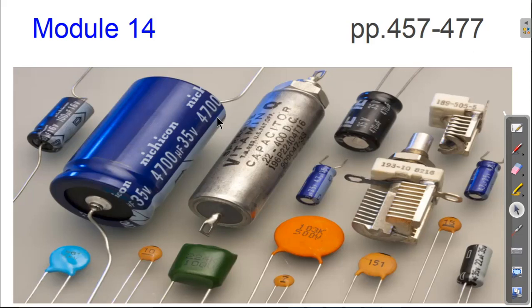This video is about Module 14. We are going to cover all the way to example 14.4. As you can see, this module goes from page 457 to page 477, and we are supposed to be covering half the chapter today.